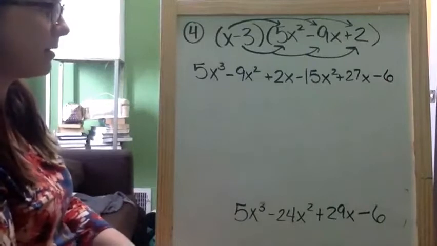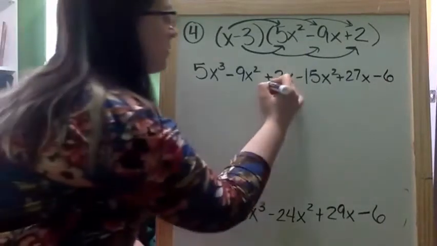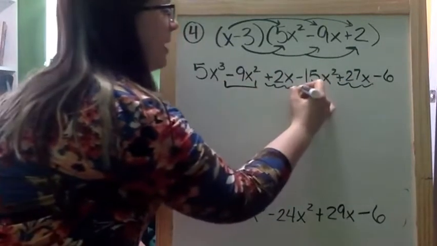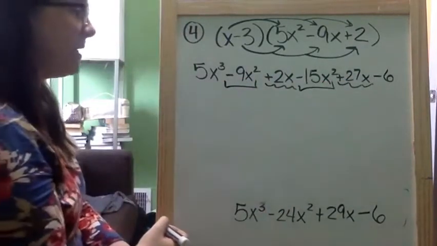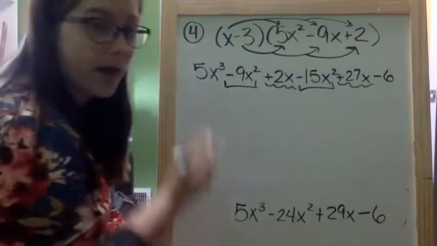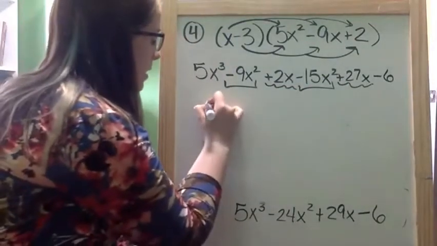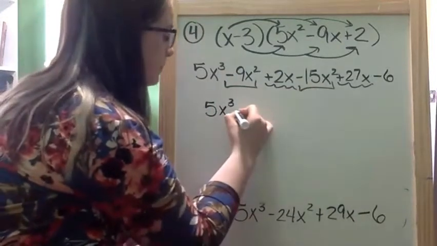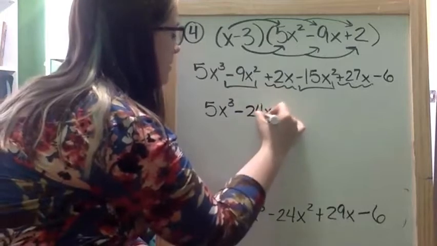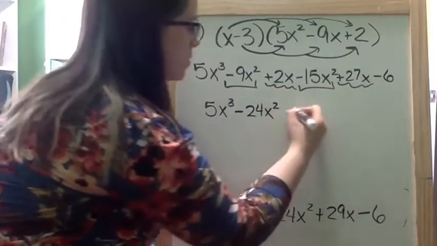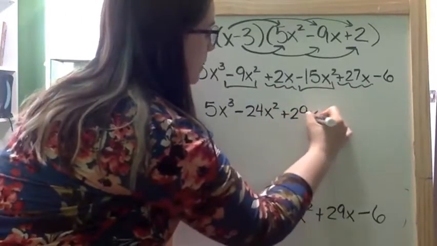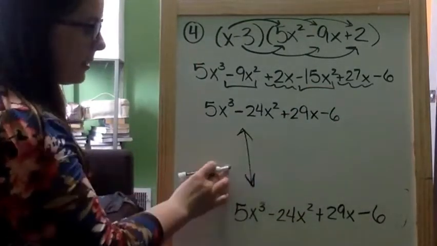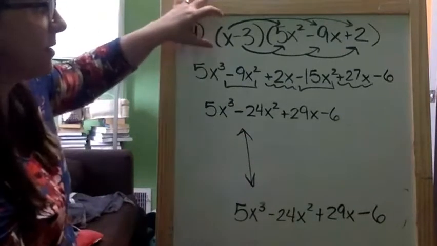From here, I need to, again, combine those like terms. So I have my 2x and my 27x. I have my negative 9x squared and negative 15x squared. So 5x cubed, combining those, minus 24x squared, combining those, plus 29x minus 6. So notice here again, we get exactly the same answer. But this starts to get kind of messy.